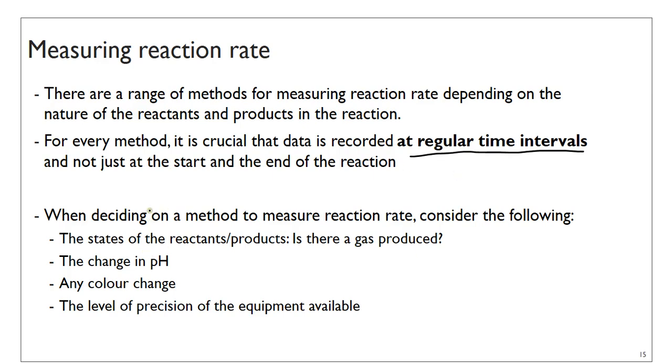When you decide on a method to measure reaction rate, these are some of the factors you can consider. The first one, probably the most useful, is the states of the reactants and products. Do you have a gas being produced? Because if there is a gas, there is a natural separation between the reactants and products, and that's very easy to collect. If there is a change in pH, you could also use that. If there is a color change, and also the level of precision of the equipment available. Do you think it's better to use the scale or the gas syringe or what?